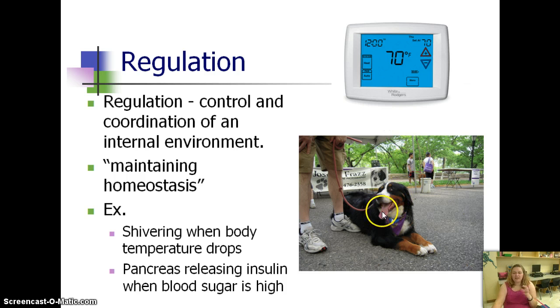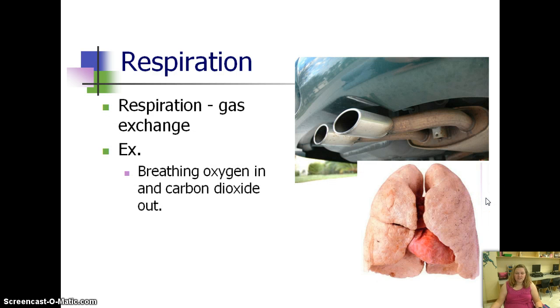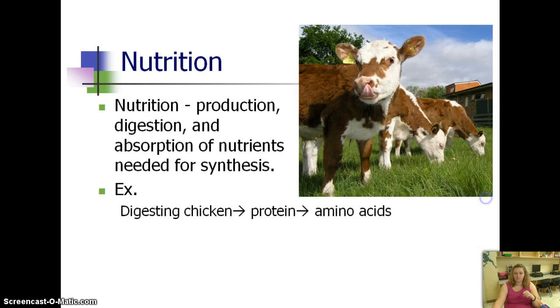Just like this dog right here, the reason that he's panting like this is because he's too hot. So his body is trying to cool down. Okay, respiration, you know what respiration is. This is just gas exchange. It's breathing in oxygen and breathing out carbon dioxide for us. For plants, it's the opposite. It's taking in carbon dioxide and letting out oxygen. But you know what? We're going to have a whole unit on those two things soon.